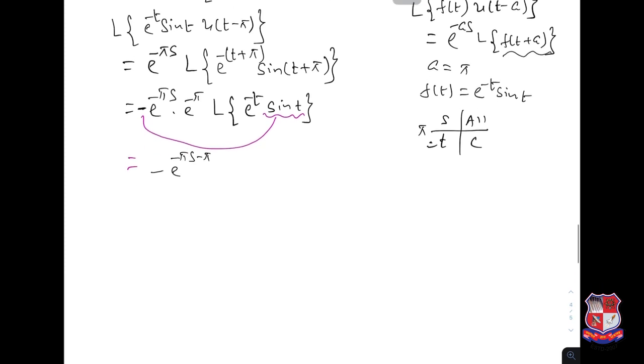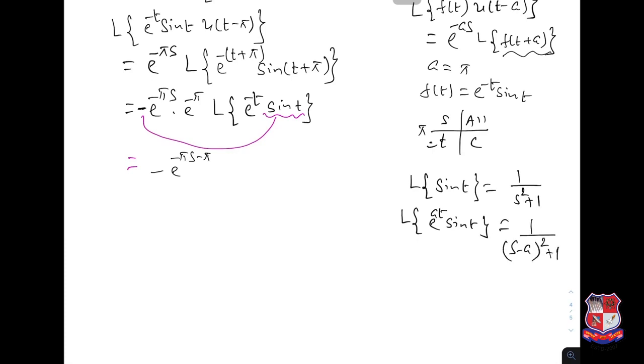Now the first shifting theorem we also need to use. Laplace transformation of sin t is 1 upon s square plus 1, and Laplace transformation of e power at sin t is nothing but 1 upon (s minus a) square plus 1, that is the first shifting theorem. So here a is minus 1, so that is nothing but 1 upon (s plus 1) square plus 1. This is your answer.